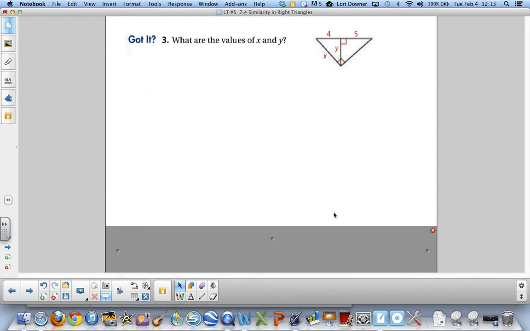I would like you to solve for x and y on this example. Press pause, add this to your sheet so that you can answer this question at the end of the movie.